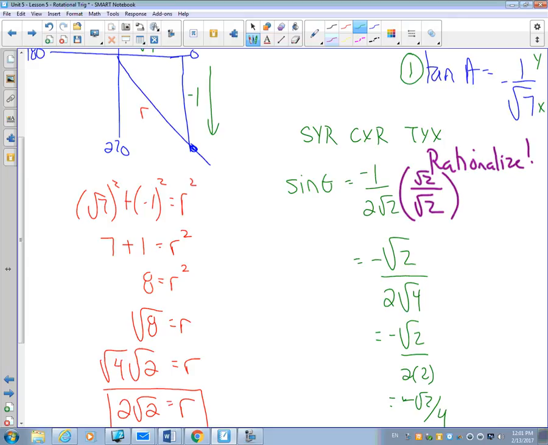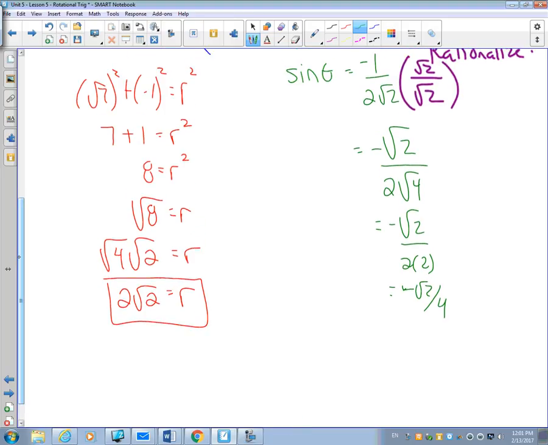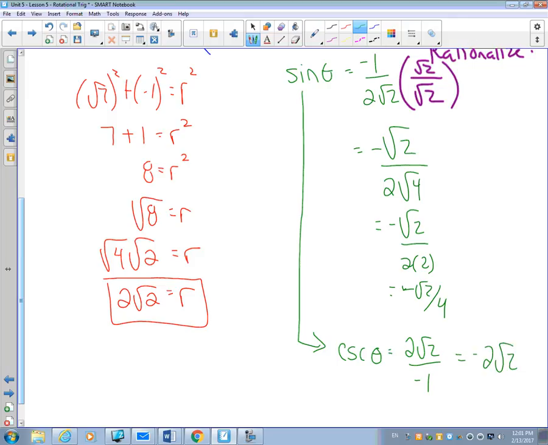Okay, so that's something else we're going to learn about, rationalizing things. Here's my sine. It's nice to write down the reciprocals at the same time, so let's do that. The reciprocal of sine is cosecant. I flip it over, I get 2 root 2 over negative 1. It's okay to have radicals on the top, just not on the bottom. It would be okay to leave your answer like that, or if you want to simplify it, divide by negative 1. Okay, we've done 2 of them.